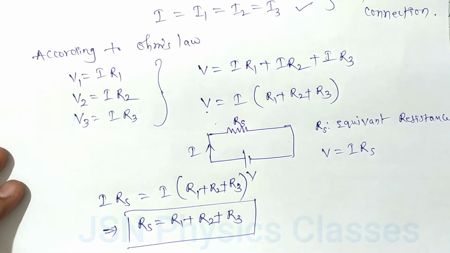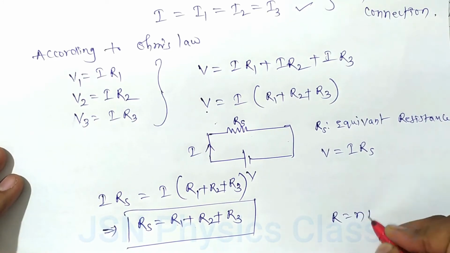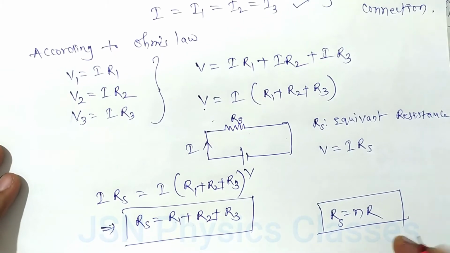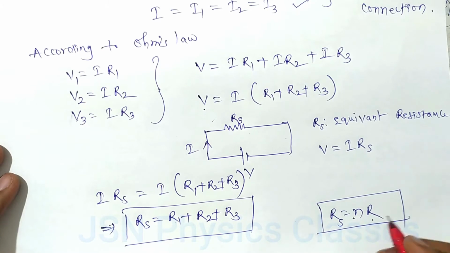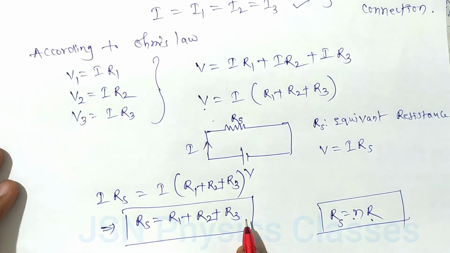For example, if n number of resistors are there and each resistor has the same value R, then Rs is equal to n into R. So when n resistors have the same resistance, Rs is equal to n into R. Okay, so this is series connection.